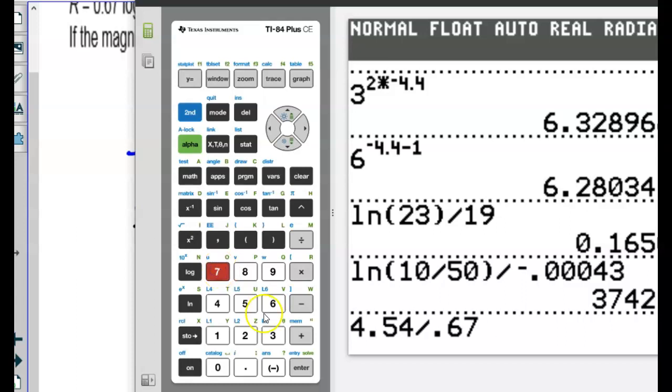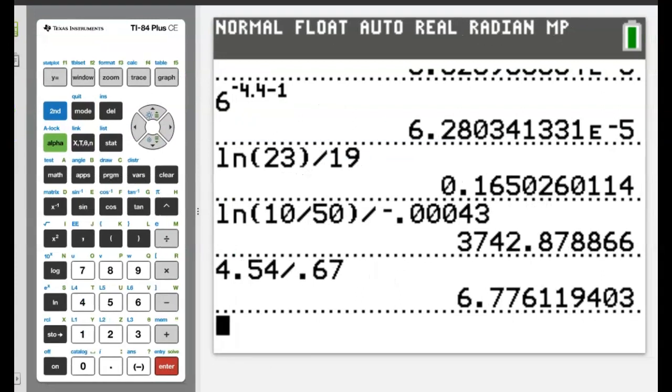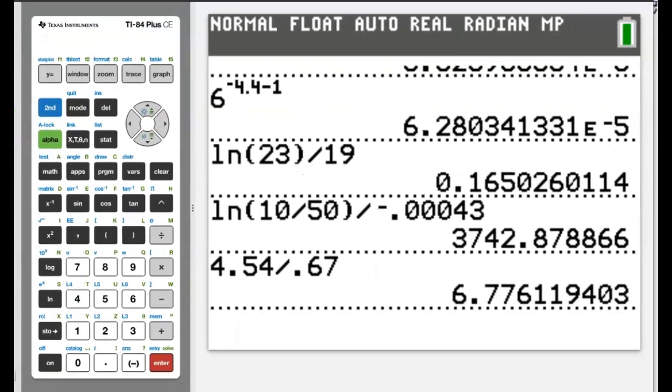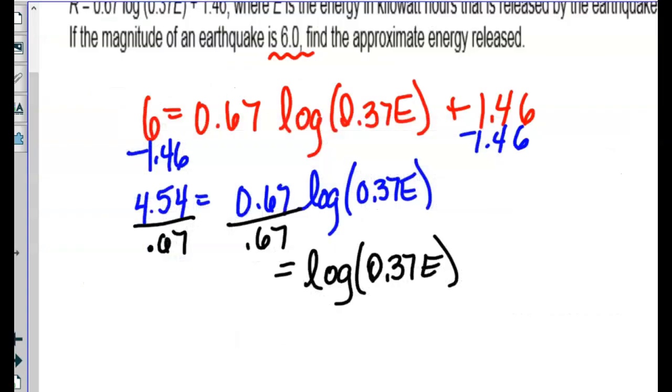Did I type it right, guys? 4.54 divided by 0.67. Okay, I got 6.776. It's a pretty number. Now what? How do we get rid of a log when there's a single one? Yeah, we rewrite it or exponentiate. What is the base?